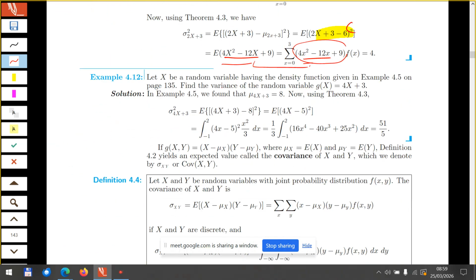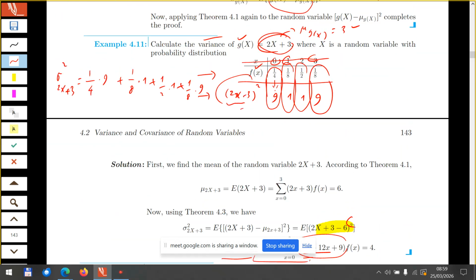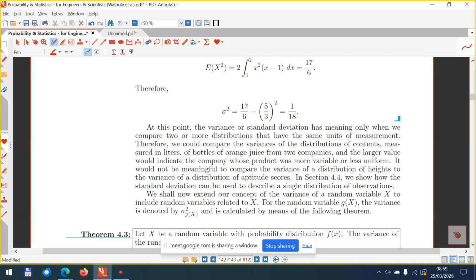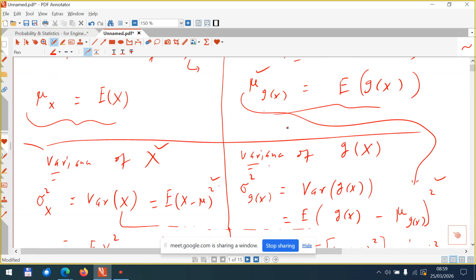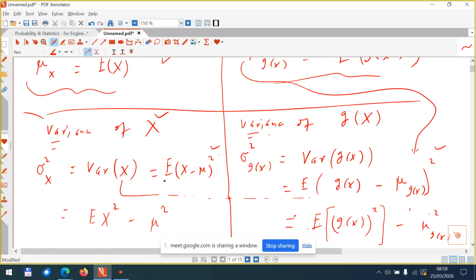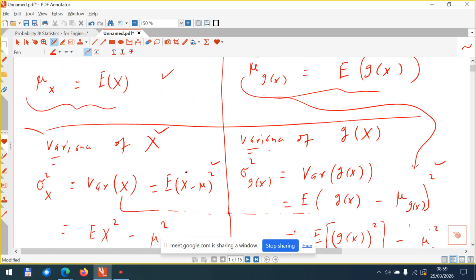So that was it for the variance. So we have now completed this part, which I just started. So we know how to deal with the expectation of a random variable, then the expectation of a related random variable, g of x. And then we have the variance of x, and then the variance of a related random variable.